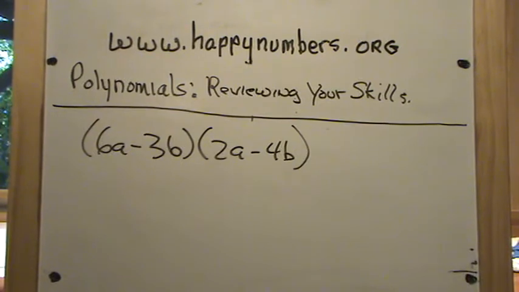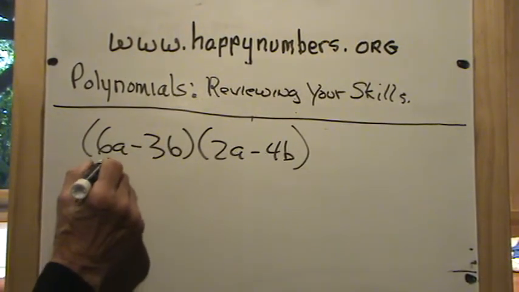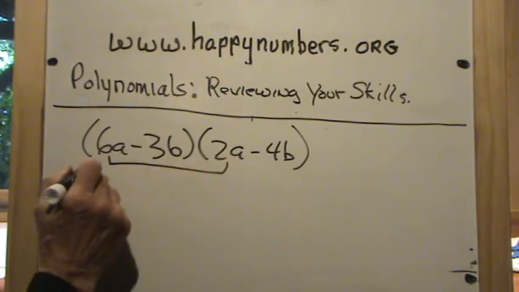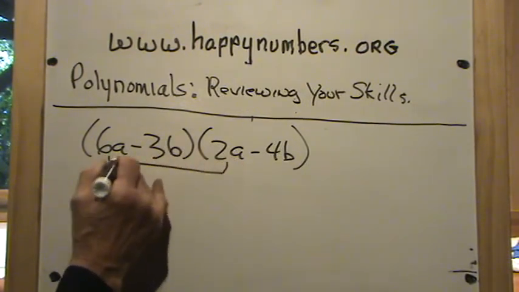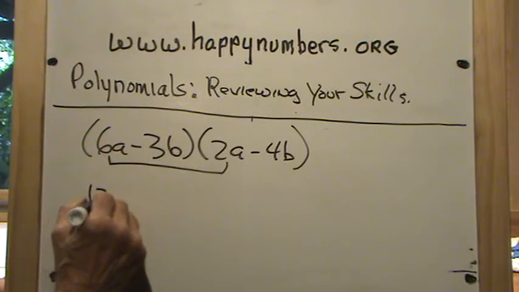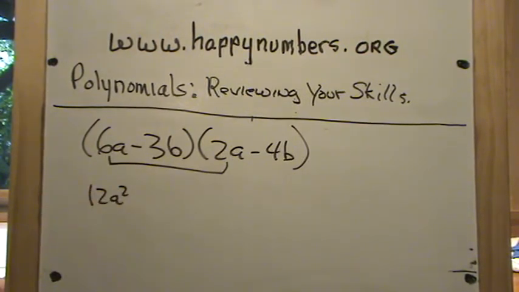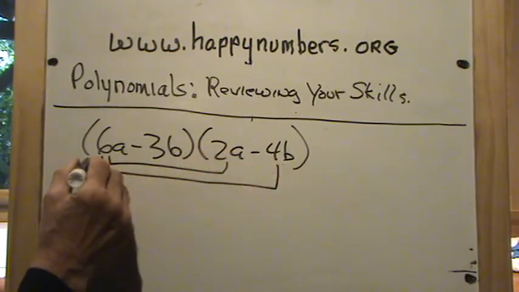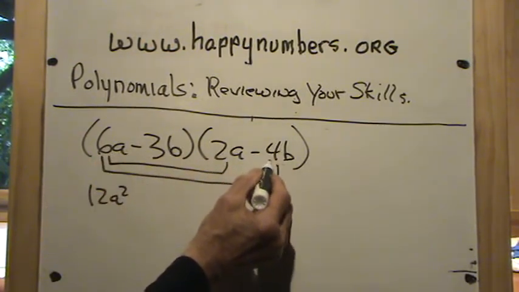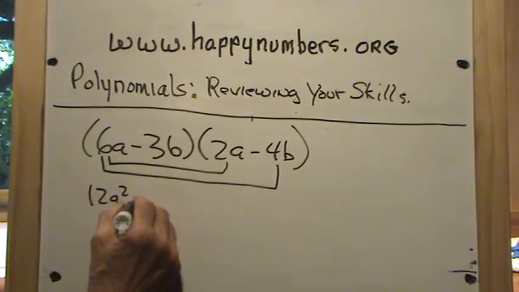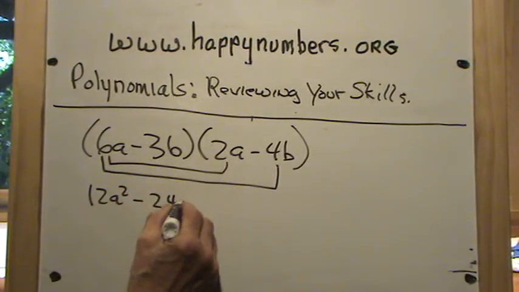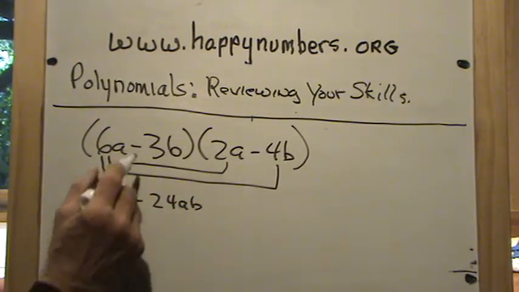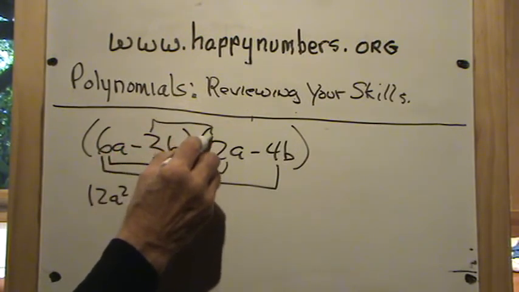All right, let's see how this works. I'm going to use the FOIL method, okay? So I'm going to go first. So this would be first. 2a times 6a times 2a would be 12a squared. Then I'm going to go outer, which would be this. 6a times negative 4b, which would be negative 24ab. Then I'm going to go inner, which would be this.